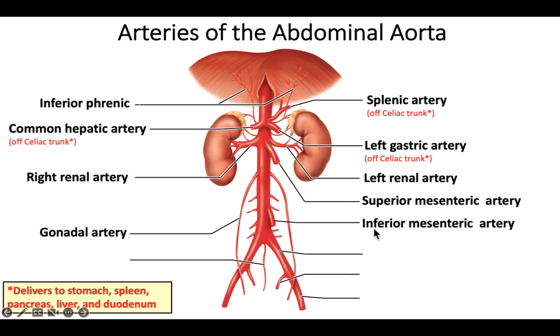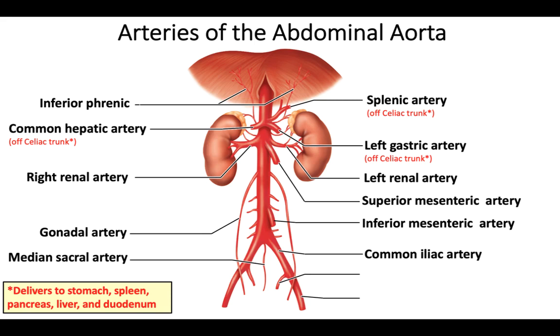The inferior mesenteric takes care of the rest of the intestines. So basically the end of the large intestine is supplied with the inferior mesenteric. There's a little artery that comes down here and goes down the middle of the sacrum, so it's called the median sacral artery.